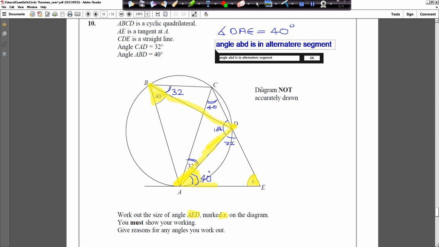Okay, now I think I'm going to change my wording a bit. We need to put here angle DAE. This one here, just give me one moment.